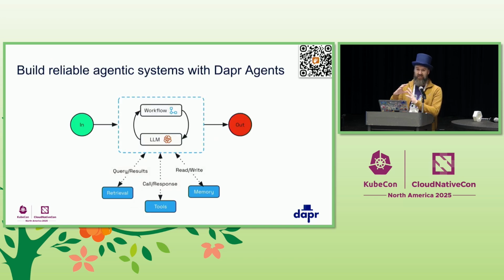If you're more into building agentic systems, then have a look into Dapr Agents. That is a Python library built on top of Dapr, and it uses Dapr Workflow to ensure that your agentic AI systems are reliable.